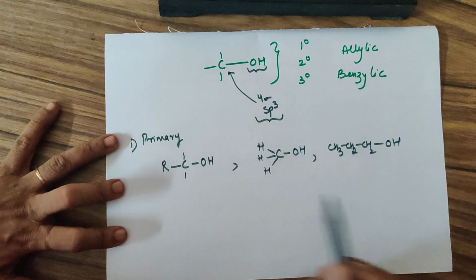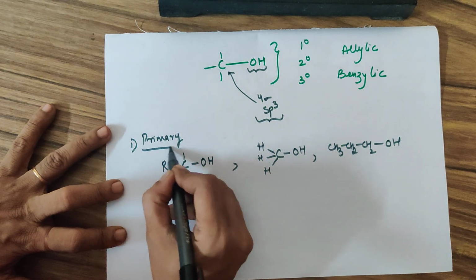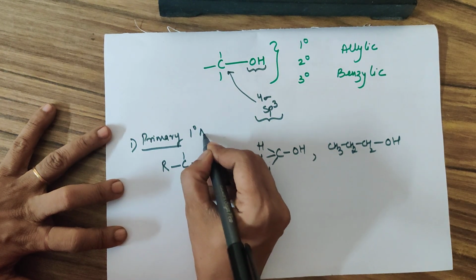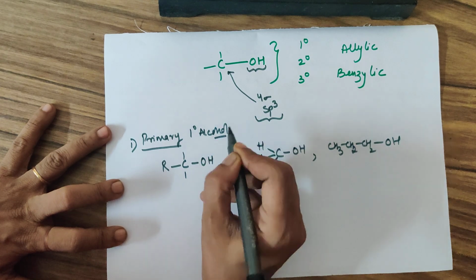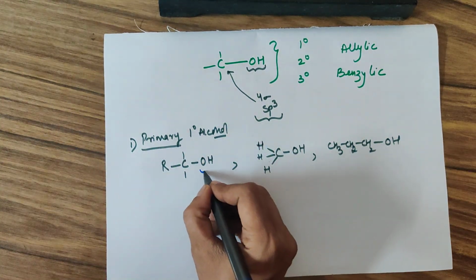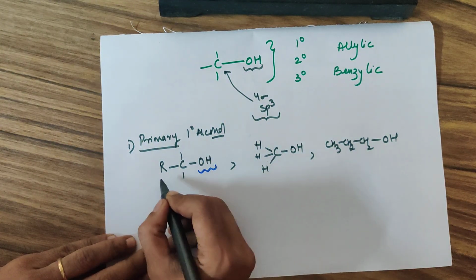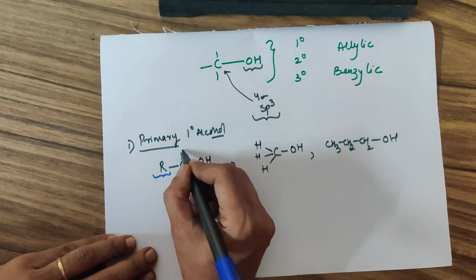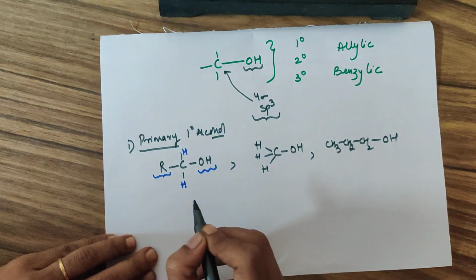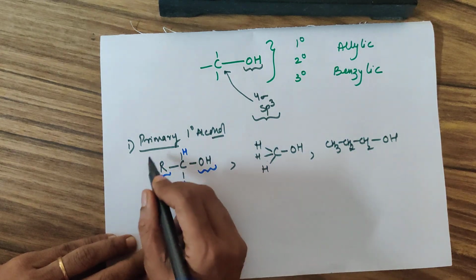Moving on to the first category, a primary alcohol is also referred to as 1 degree alcohol. This is the one which would have an OH group attached to a carbon which in turn is attached to a single R group. It should have 2 hydrogens attached to it. Then it is called a primary alcohol.